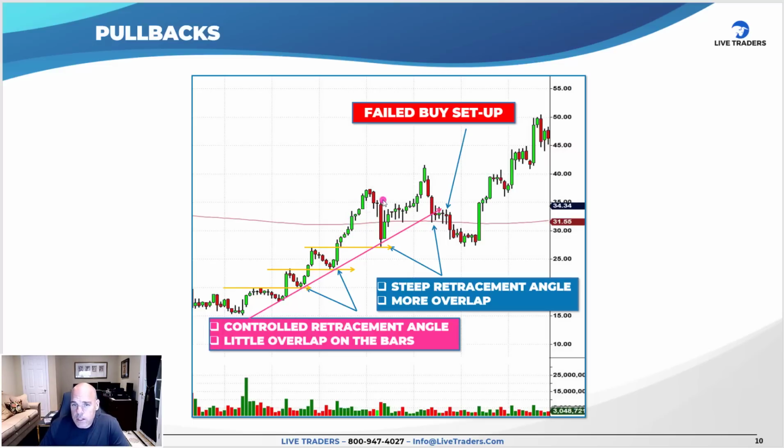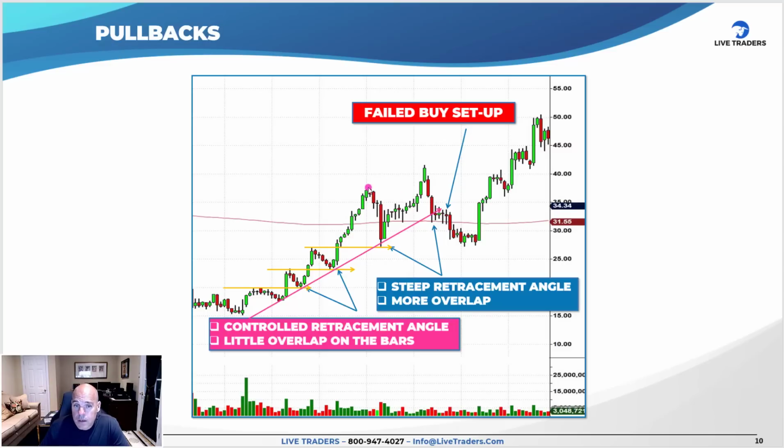You have to start questioning things. So now you're super far from the moving average, super far from the trend line, okay? This stock's tired, man. Take your money and run.